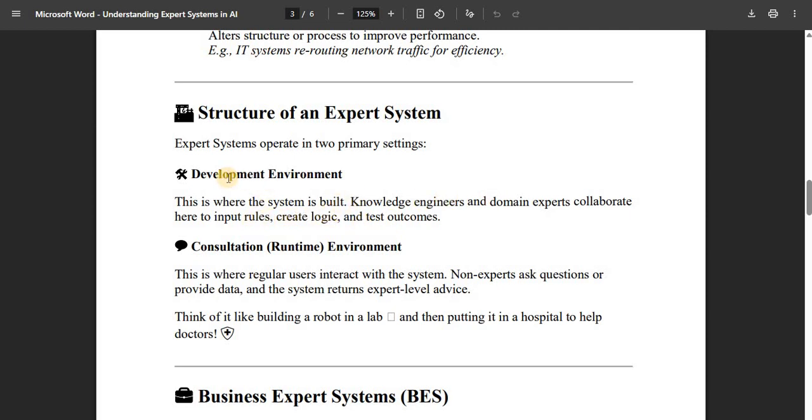So they work in the development environment. Next one is consultation environment. This is where regular users interact with the system. Non-experts ask questions or provide data. Like Google, you can think Google is an expert system and you are a non-expert.